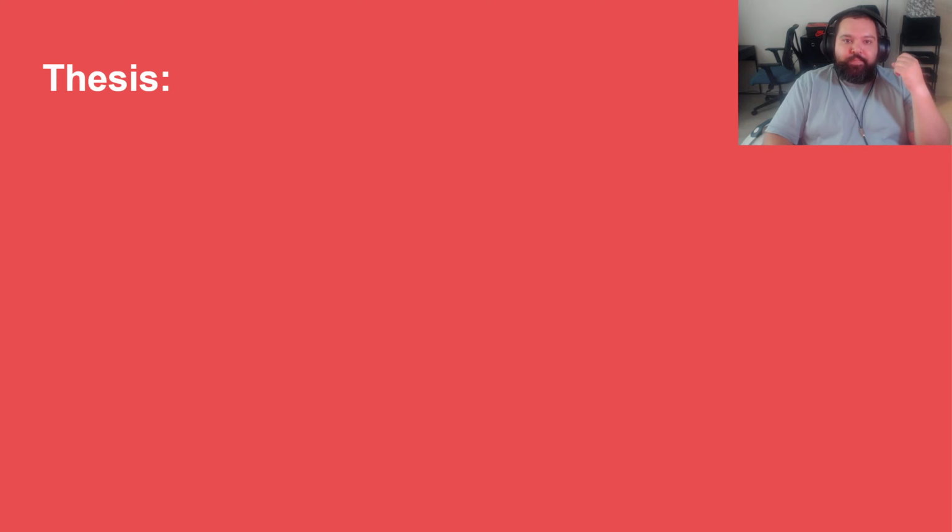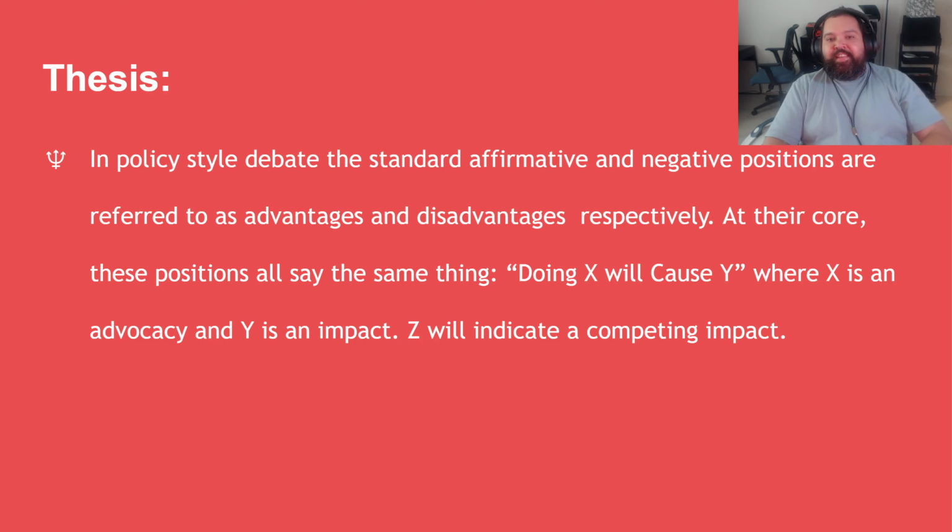So, thesis. In policy-style debate, the standard affirmative and negative positions are referred to as advantages and disadvantages, respectively. At their core, these positions all say the same thing: doing X will cause Y, where X is an advocacy and Y is an impact. We'll also be using Z as a variable, which will indicate a competing impact.